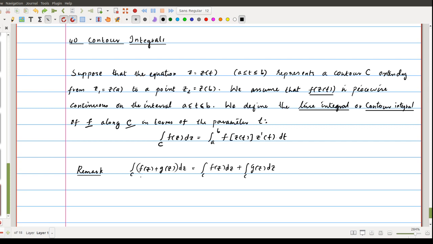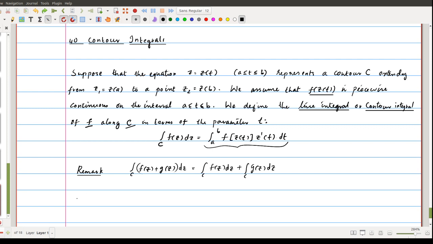As a remark, we can observe that the integral of f plus g can be written as the integral of f plus the integral of g. In fact, this is a definite integral in the reals. Even though it involves complex numbers, we can consider the integral as the integral of the real part plus i times the integral of the imaginary part. So if we define this integral using real integrals, all the properties of real integrals can be extended to this integral as well.